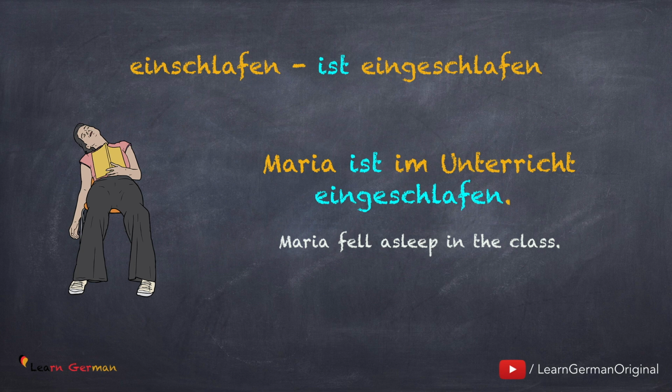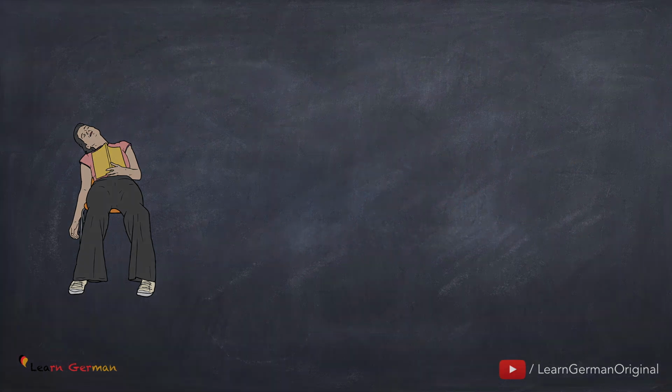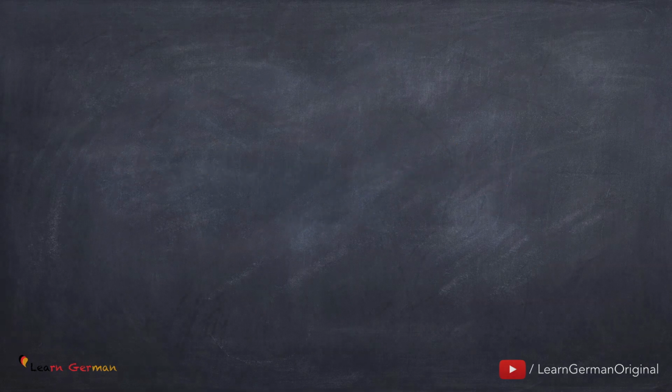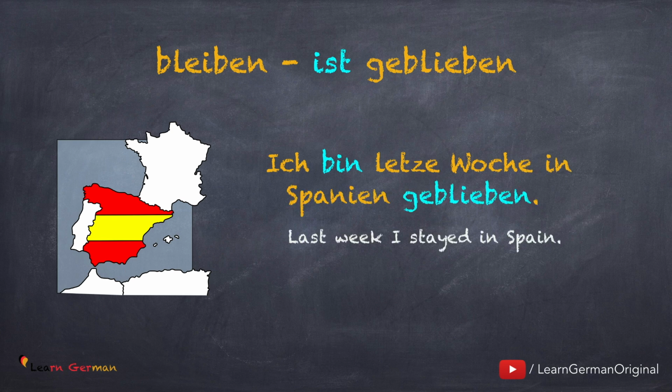Some of the other verbs that show a Zustandsveränderung are aufwachen ist aufgewacht. Wachsen ist gewachsen. Aufstehen ist aufgestanden. Here are a few more verbs that take sein as the Hilfsverb. Andere Verben. Bleiben ist geblieben. Ich bin letzte Woche in Spanien geblieben.